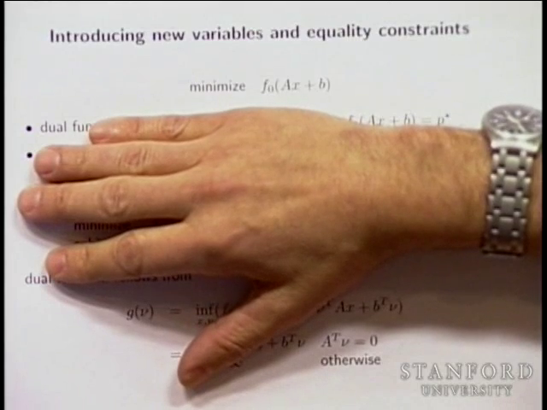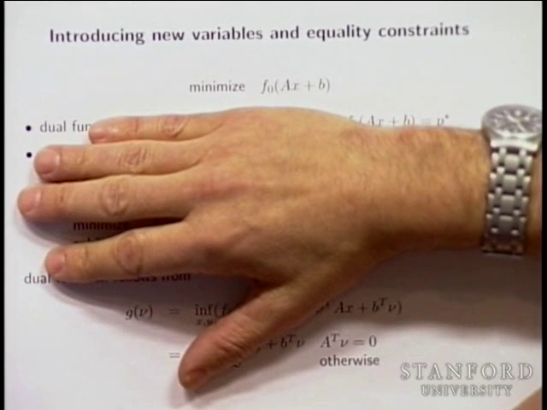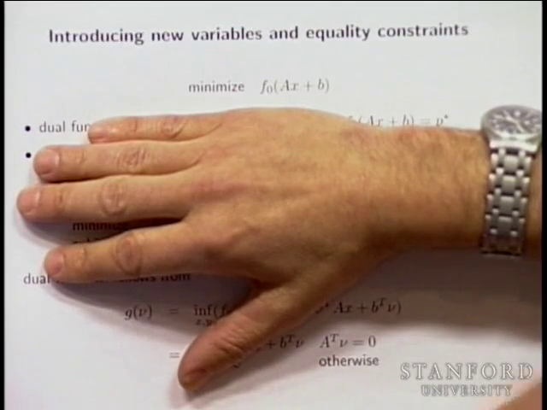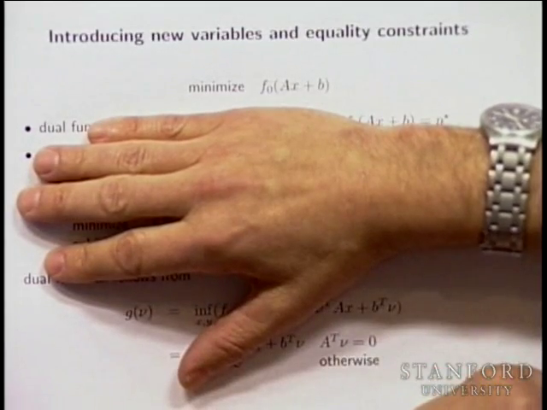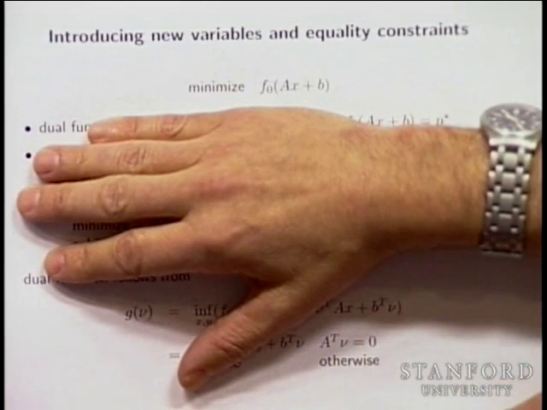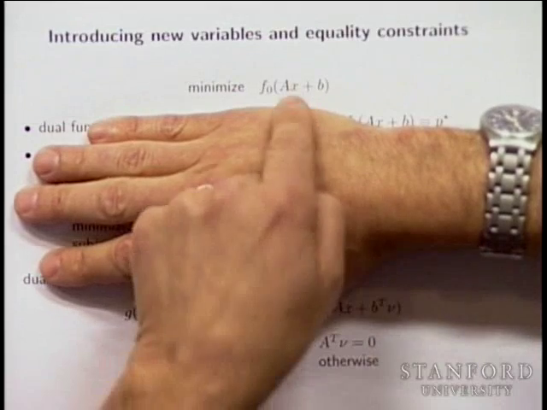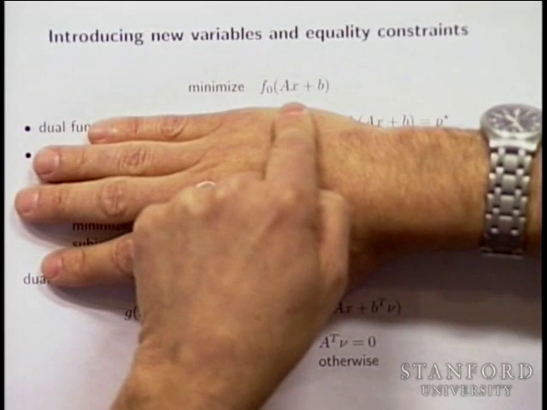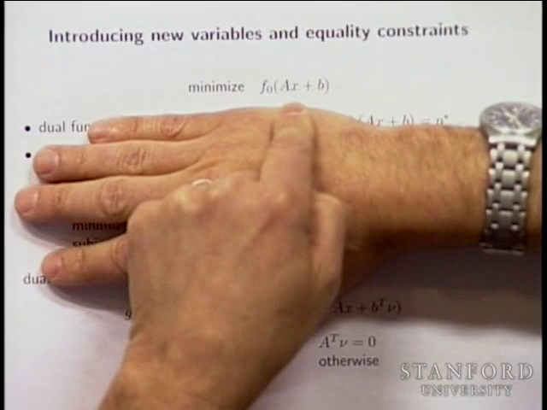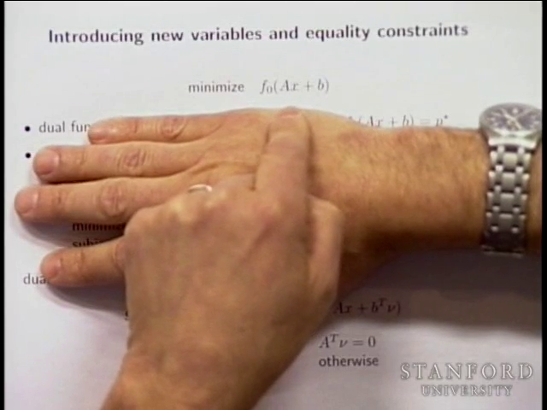So there are no constraints. So what's the Lagrangian? Well, for each inequality constraint, we should add a term lambda_i f_i to the objective. And for each equality constraint, we should add nu_i h_i. But there are no constraints. So you're looking at the Lagrangian. That's the Lagrangian, and there are no dual variables. Well, there are no constraints. All right, fine.